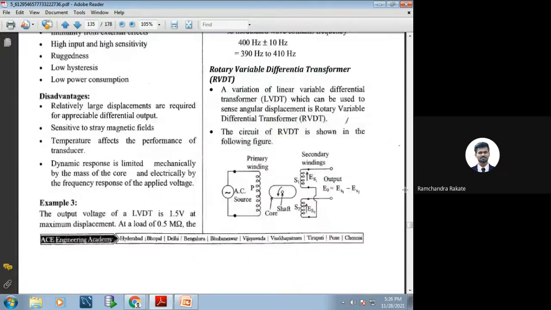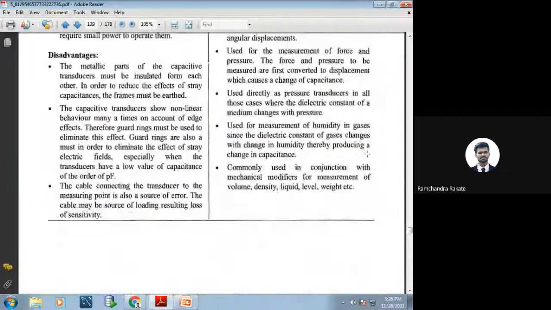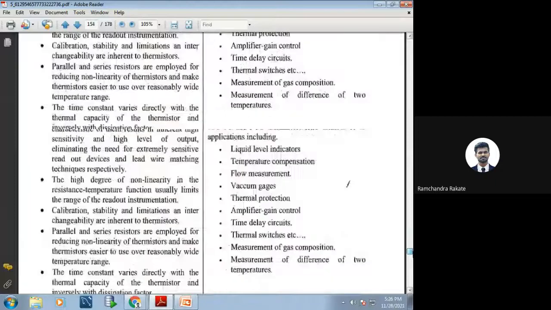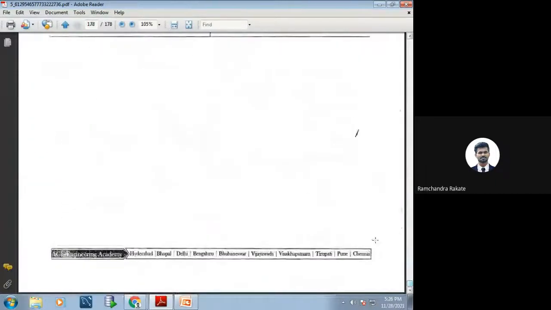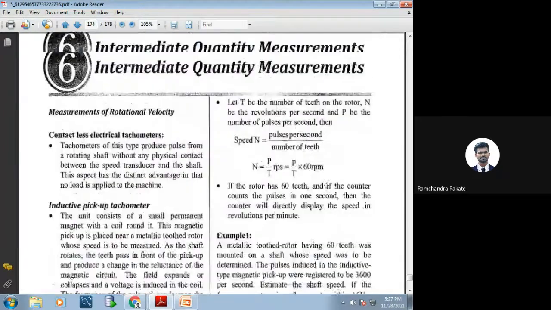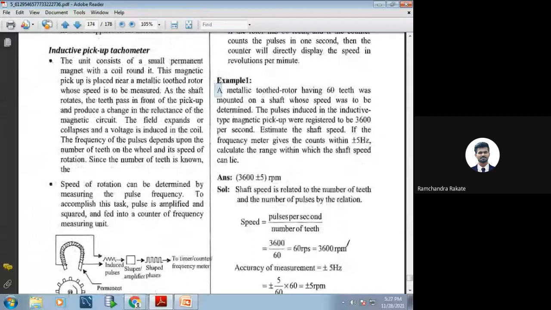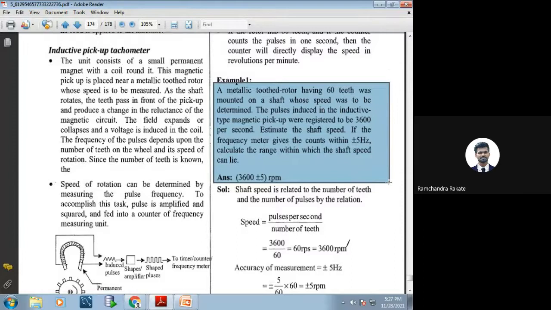So these are the examples of LVDT. Now we will look at one more example and then end our session. The example is a metallic toothed rotor having 60 teeth mounted on a shaft whose speed is to be determined. The pulses induced in the inductive type of magnetic pickup were registered to be 3600 per second.